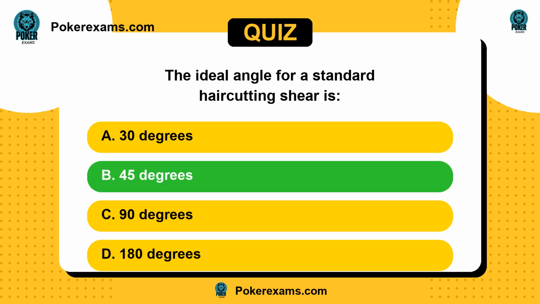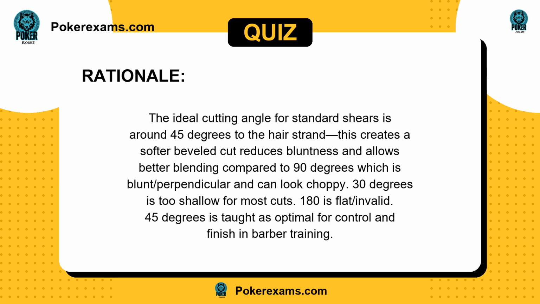The answer is B. The ideal cutting angle for standard shears is around 45 degrees to the hair strand. This creates a softer beveled cut, reduces bluntness, and allows better blending compared to 90 degrees, which is blunt/perpendicular and can look choppy. 30 degrees is too shallow for most cuts. 180 is flat/invalid. 45 degrees is taught as optimal for control and finish in barber training.